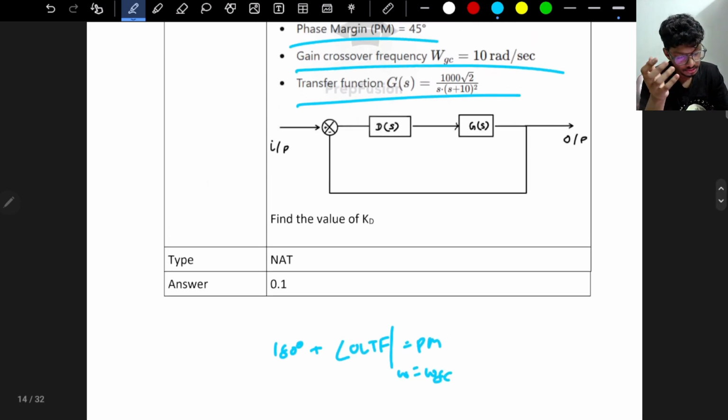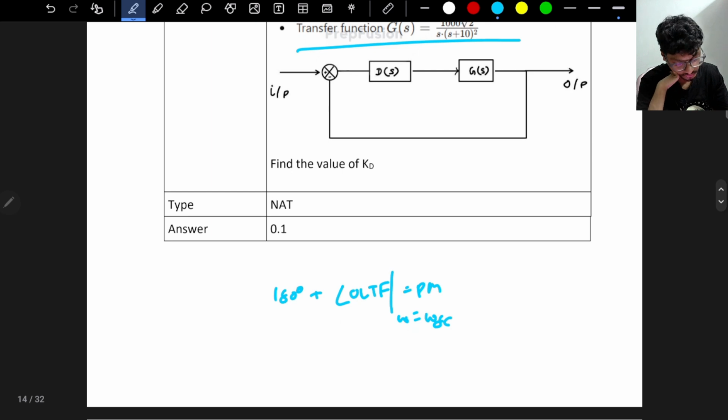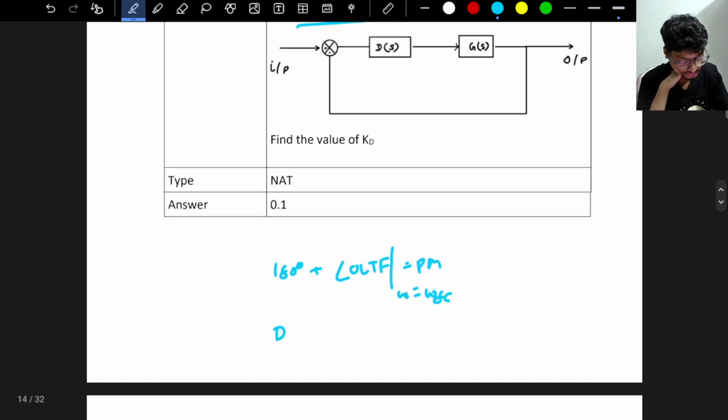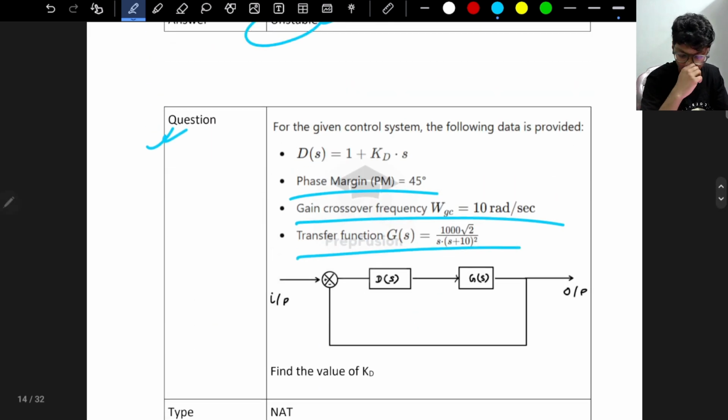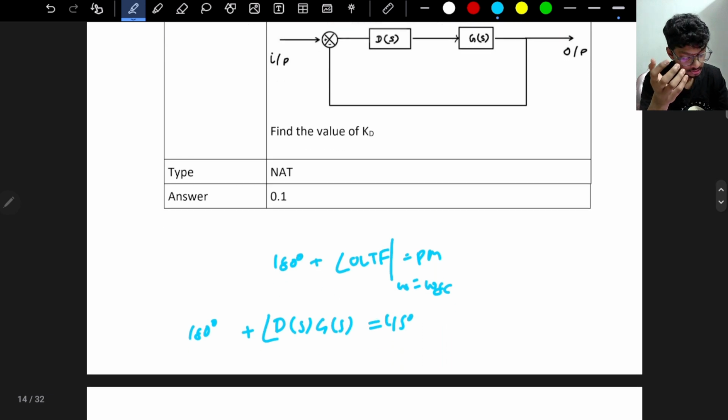So if you put your OLTF as D of S into G of S, plus 180, the angle of this equals the phase margin, which is 45 degrees. I know that if two complex numbers are multiplied, the angles will simply be added.